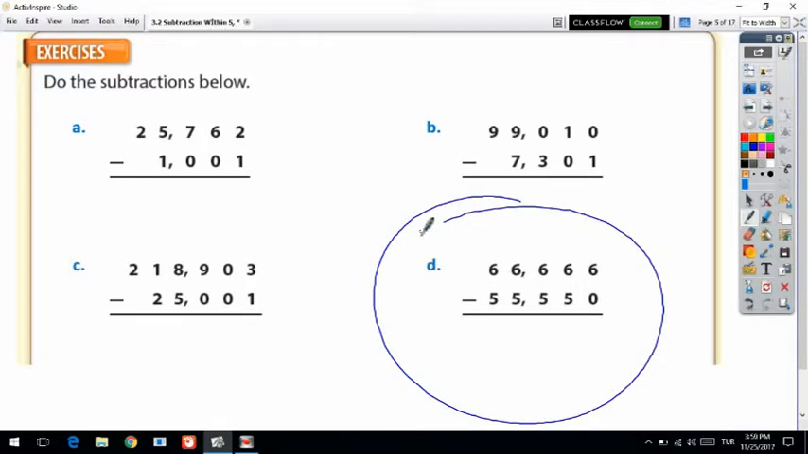Okay, I want to solve question D. 6 minus 0 is equal to 6. 6 minus 5 is equal to 1. Again 6 minus 5 is equal to 1, and again 6 minus 5 is equal to 1.